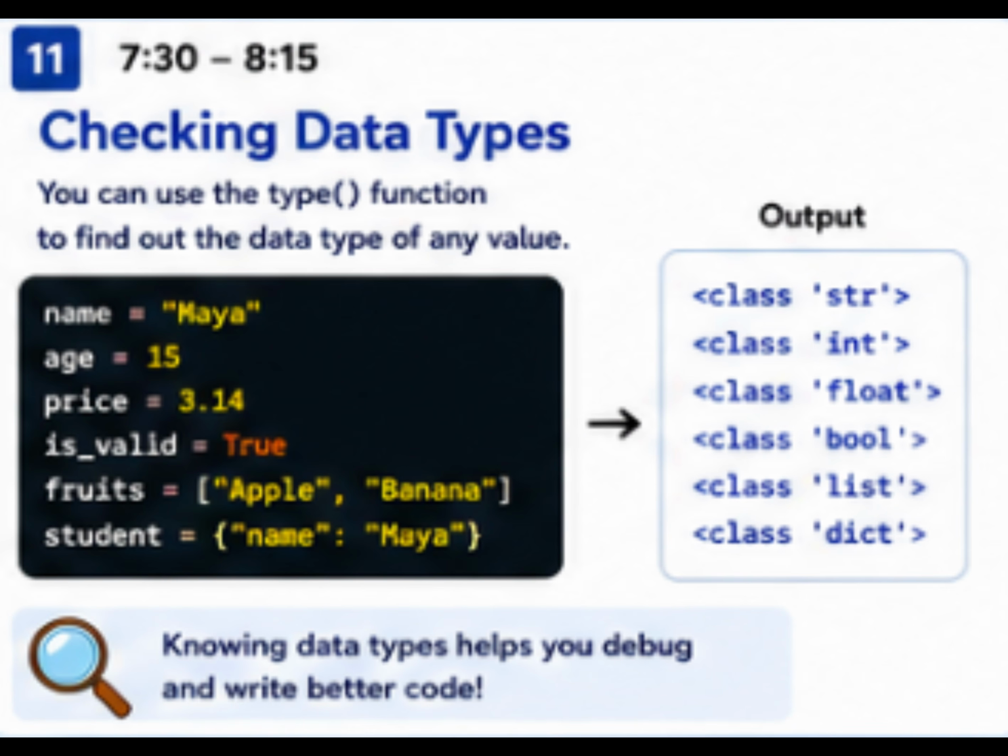Sometimes programmers need to know what kind of information they are working with. Is it text, a whole number, a decimal, a collection of items? Being able to identify data types helps programmers avoid mistakes and build reliable software. Understanding the differences between data types allows programs to process information correctly and efficiently.